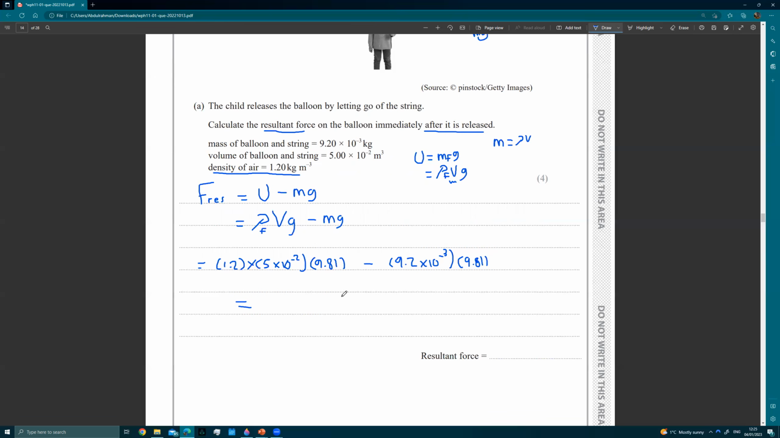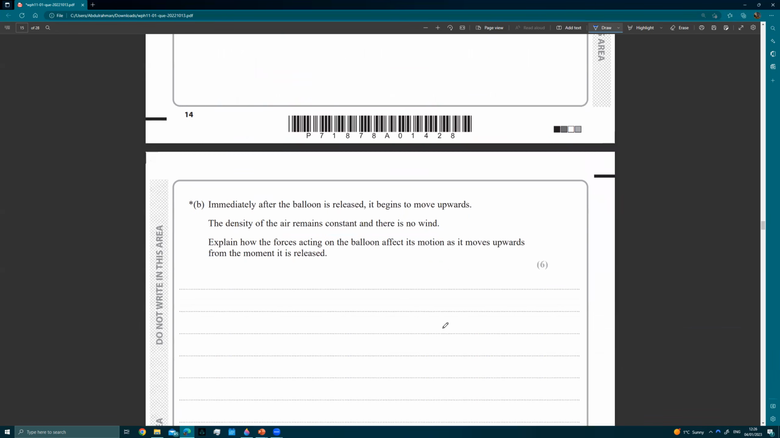Yeah, so I got 0.498. I'm going to have to keep it to 3 significant figures just because everything here was given in 3 significant figures. So I can write it actually as 4.98 times 10 to the minus 1 newtons because it's a force. Okay, immediately after the balloon is released, it begins to move upwards, right? Because upthrust is larger than weight. The density of the air remains constant and there is no wind.